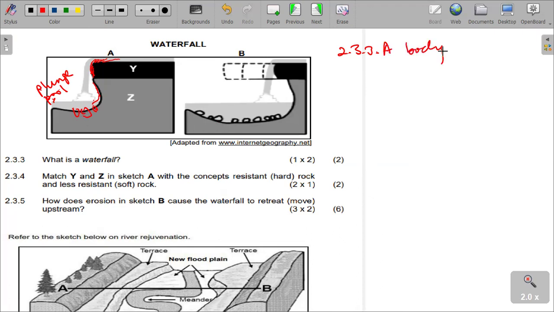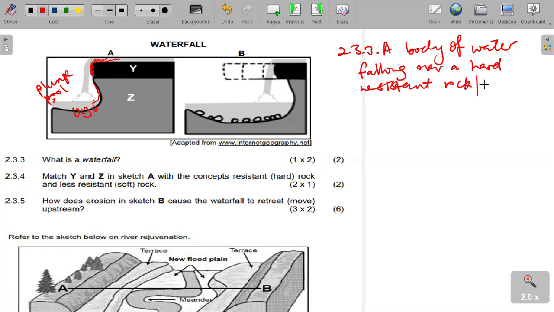A body of water that is falling over a hard resistant rock that is steep, or it can also be a hard resistant rock or a steep cliff.